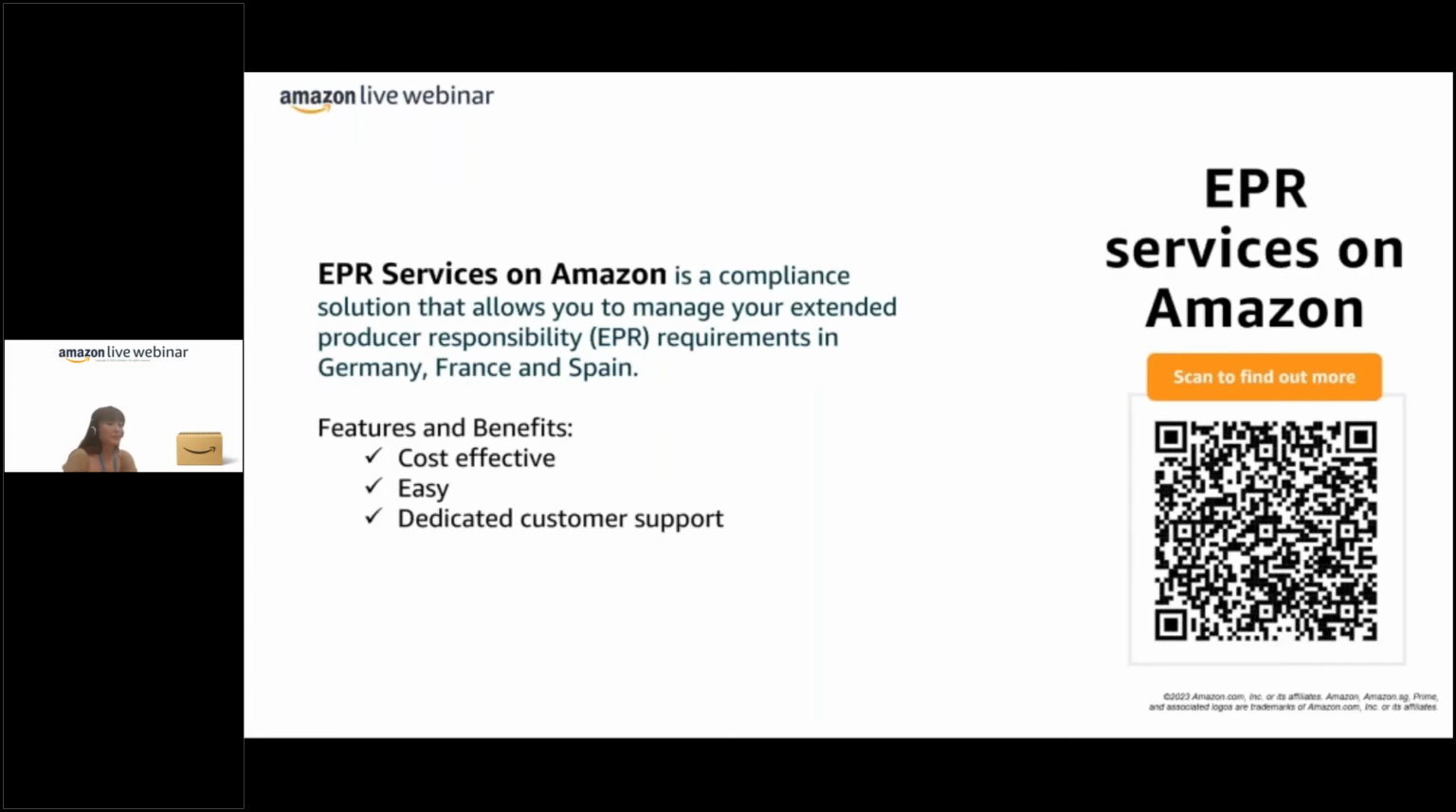So the good news is Amazon is here to help you meet your EPR compliance. EPR services on Amazon is a compliance solution that allows you to actively manage your EPR requirements in Germany, France, and Spain. This includes one-time registration and also ongoing filings. We collaborate with EPR service providers to make it easier for you to fulfill your EPR requirements and enable your compliance. So here are the features and benefits. First, it is cost effective. Secondly, it is very easy because Amazon and your EPR service provider will take care of the complex, costly, and time-consuming processes for you. And thirdly, Amazon also provides self-service help content as well as dedicated customer support.